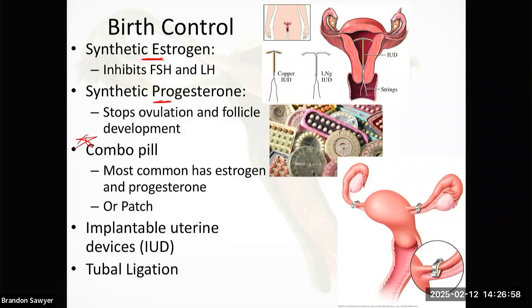Most of those are now combo pills that include both some estrogen and progesterone, or patches that can do this. And then IUDs are very common now as well, where some of them are just metals that actually kind of irritate the uterus just enough to make sure implantation can't happen. Some of them actually release hormones as well and do some of these same things. And this is what tubal ligation surgery looks like, just kind of blocking off those fallopian tubes so the egg and sperm can't meet up.